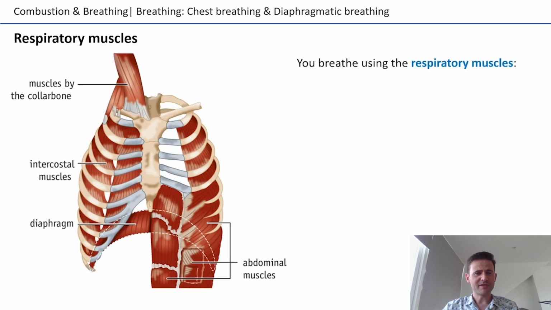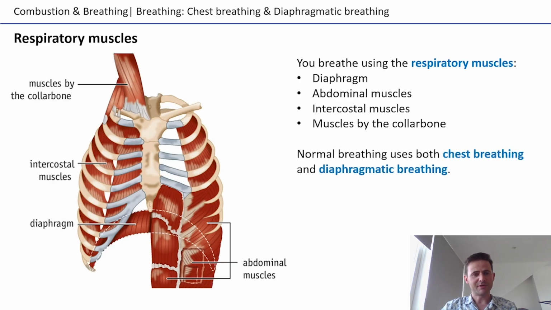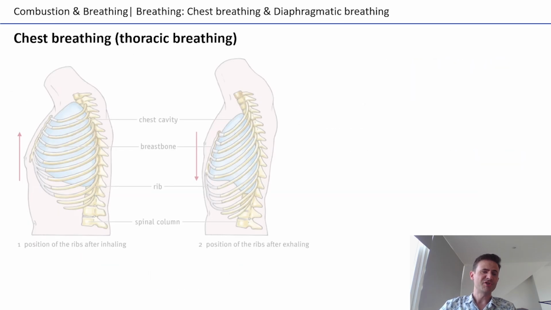And to breathe, you need a few important muscles, and these are your respiratory muscles: the diaphragm, the abdominal muscles, the intercostal muscles, and the muscles near the collarbone. And something really important: normal breathing uses both chest breathing and diaphragmatic breathing. We'll look at each separately, but remember they happen at the same time. Let's start with chest breathing.